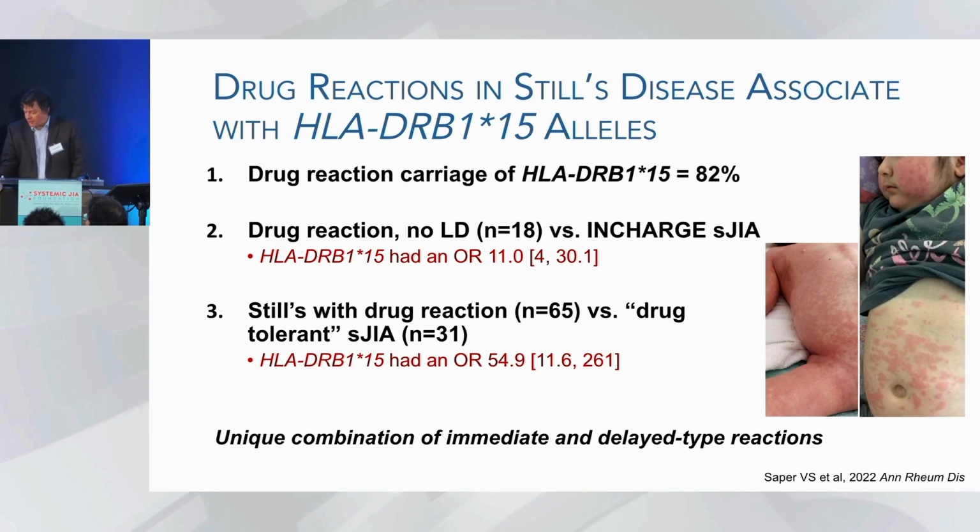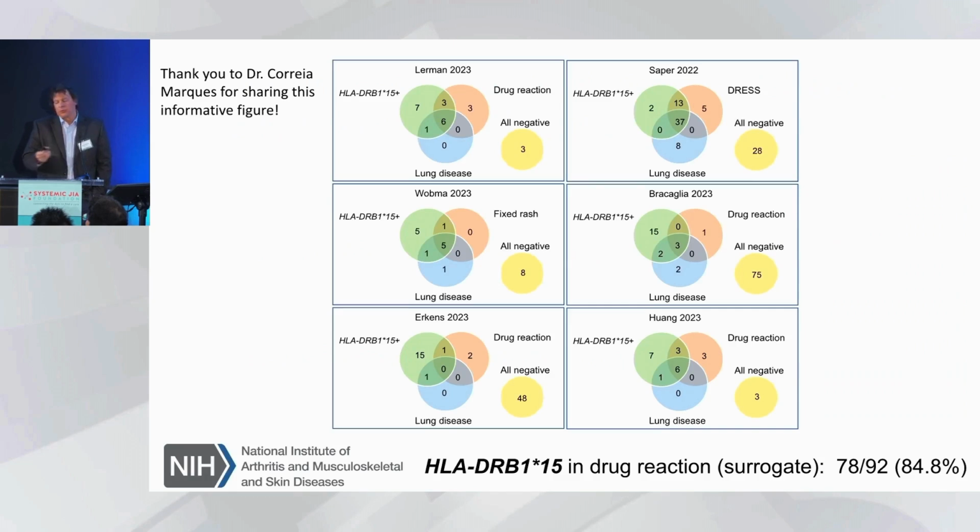So this is a unique combination of immediate and delayed type hypersensitivity that doesn't comply with any sort of Coombs type hypersensitivity reactions that we've observed in the past. So when we went back to the cohort studies again and looked at what they had found, I took a liberty here of taking the drug reaction, the DRESS, the fixed rash, and consolidating them down. And then took that group of people and asked, what is the HLA-DRB115 carriage among them? And again, we have 85% of them who have the HLA-DRB115 allele.